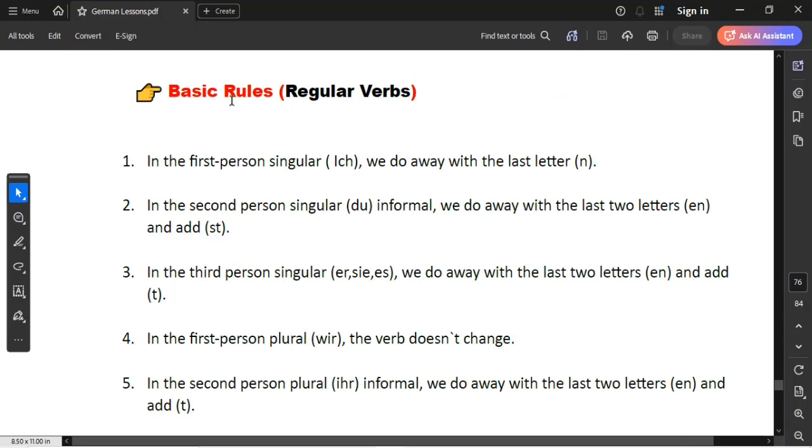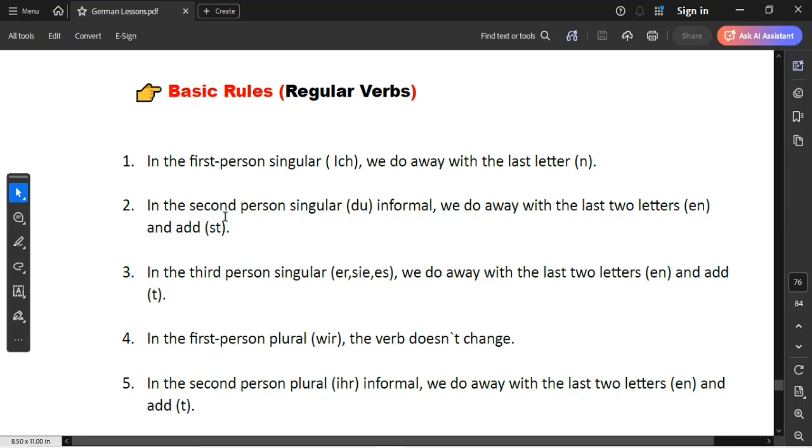We are going to start with the basic rules of regular verbs, and there is no shortcut to understanding this. You have to understand the rules the way they are. So, rule number 1, in the first person singular, that is ich, which means I, we do away with the last letter, n.